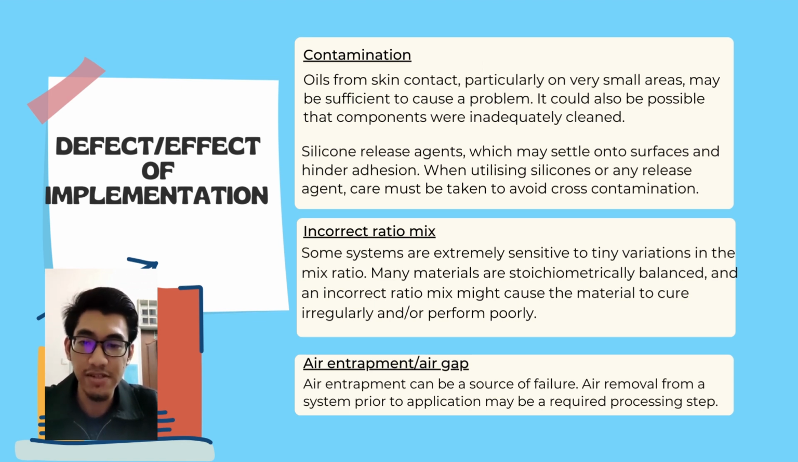Surface pretreatment is critical for bond uniformity. Surface preparation processes include cleaning, abrasion, and plasma or corona treatment. The ideal surface preparation will be determined by the substrate and the adhesive chemistry utilized.